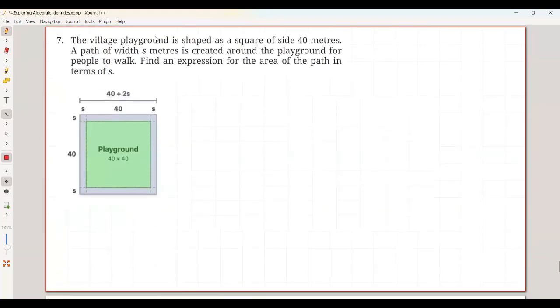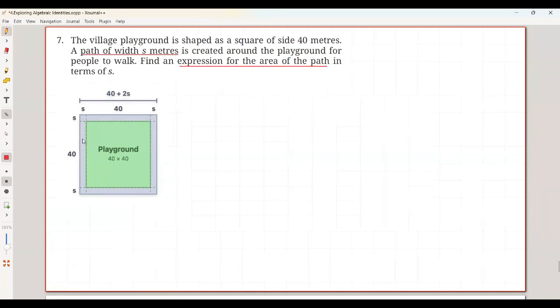Question number 7. A playground is in the shape of a square of side 40 meters. A path of width s meter is created around the playground for the people to walk. Find an expression for the area of the path in terms of s. So we are going to find the expression for the area of the path.